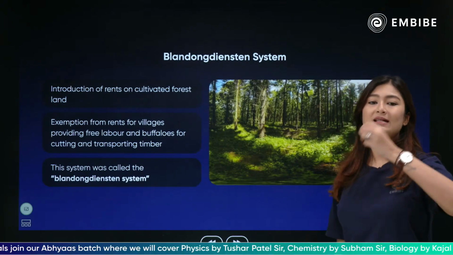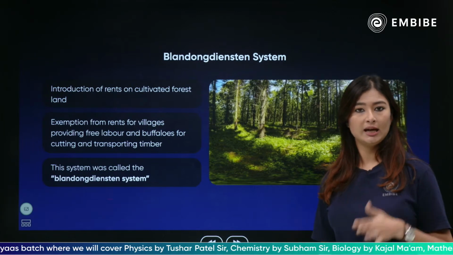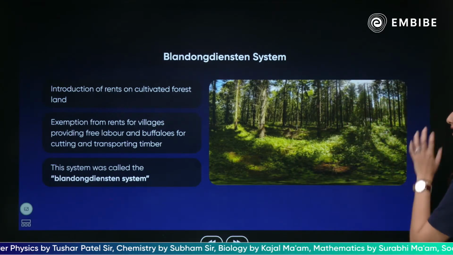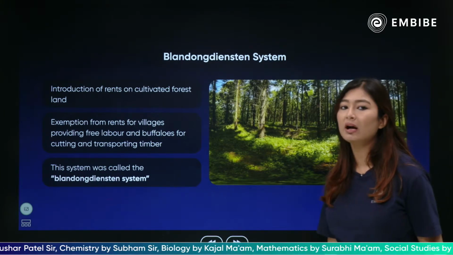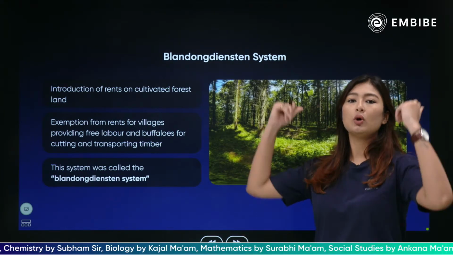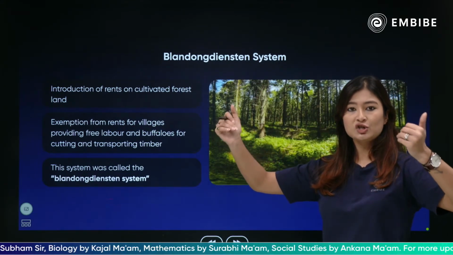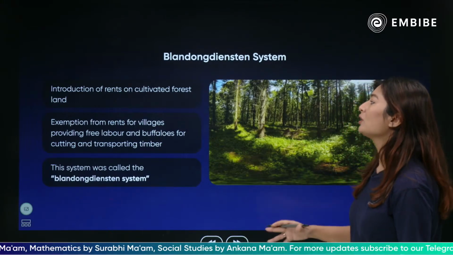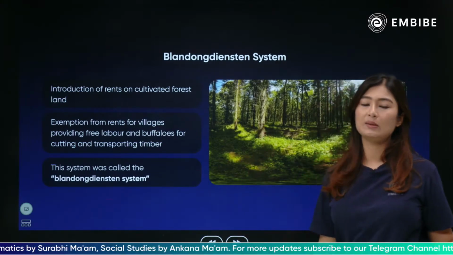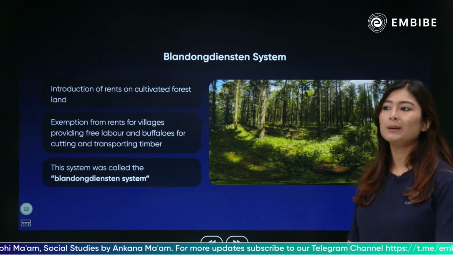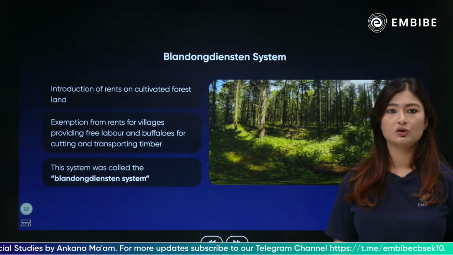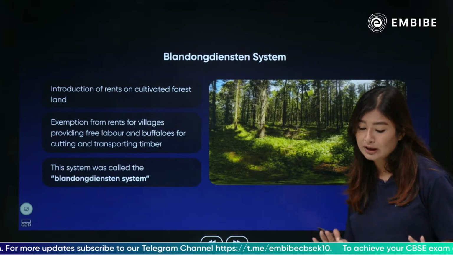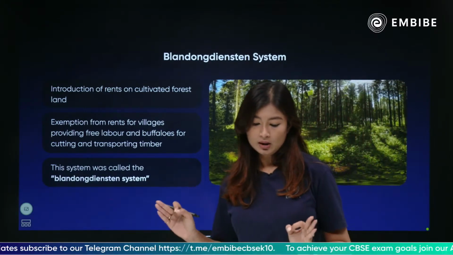So what was basically creation of forest village in India was this system of Blanc-Dong-Diestine in Indonesia, in Java, where the land would belong to only the British, only the Dutch, and people who wanted to stay there will have to give free labor. So introduction of rents on cultivated forest land was simply given. They simply said कि आप कहीं पे भी किसी भी तरह का cultivation कर रहे हो, whatever you're growing, you'll have to pay taxes, you'll have to pay revenue. Even with the shifting cultivation happening in the jungle.